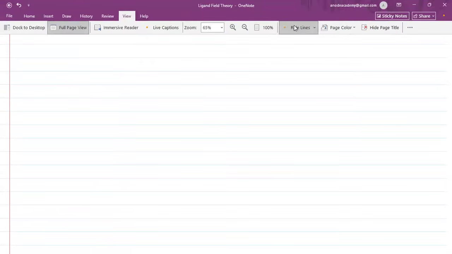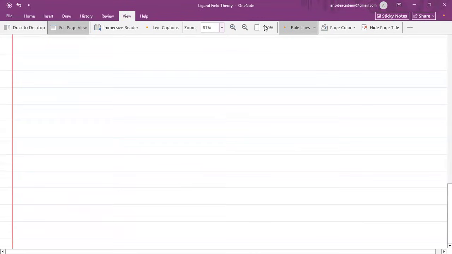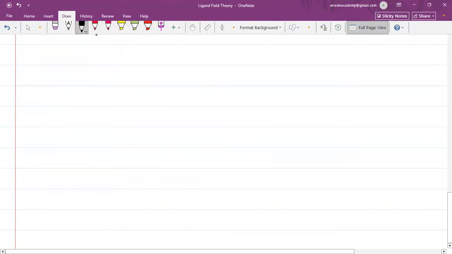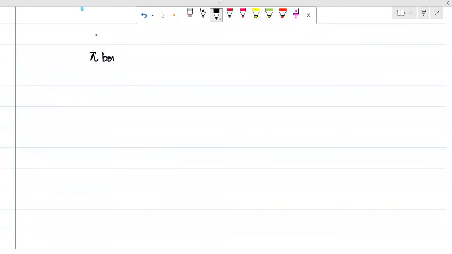Write the next heading, pi bonding. So now you know how to write the splitting in accordance with the sigma bonding. Now write the next heading, pi bonding.